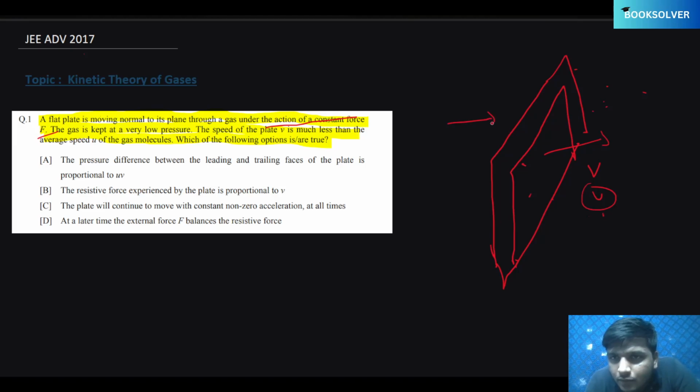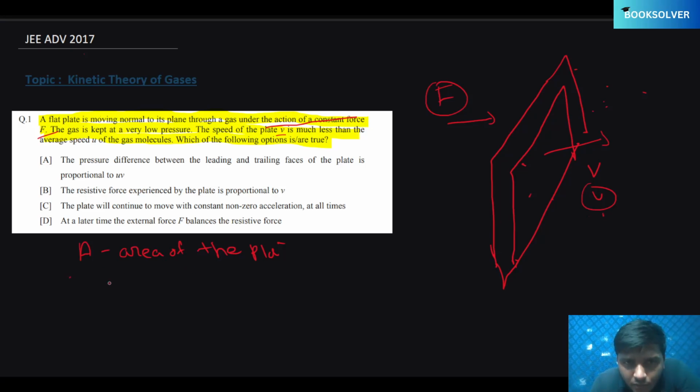So a constant force F is being applied on this, and the gas is opposing that force, so that the plate is moving with a constant velocity v. So let's first write the number of particles that are putting force on this. Let's suppose the area of the plate is A. Now, what can be the number of particles that are colliding?